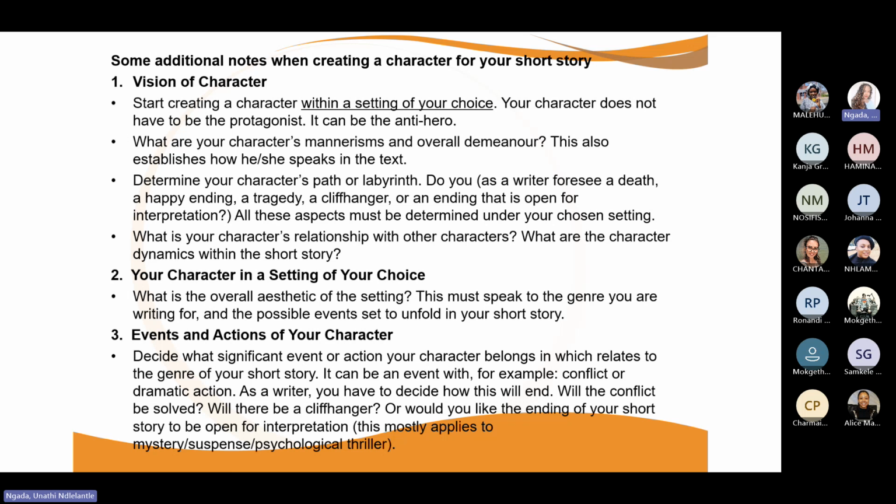Can anyone give me an example of a character that is an anti-hero? This can be from a short story, a novel, or even a movie for that matter, or even a Japanese manga or an anime you might have watched. An example of an anti-hero. Okay, so Chantal says Dexter. Yes, that is correct.